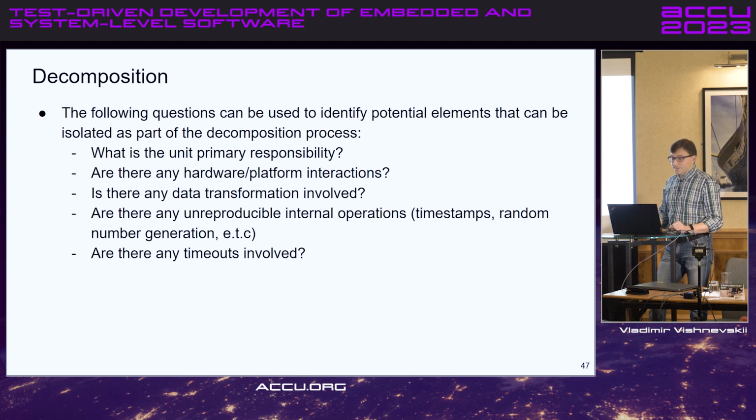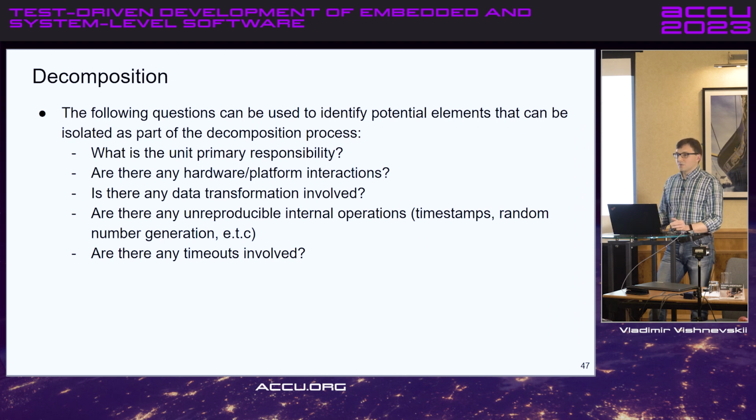And to do this decomposition, we can use some hints, so we can ask some questions like, what is the primary responsibility of the unit? Are there any hardware platform interactions? Is there any data transformation involved? Data transformation is always nice to test because typically it doesn't have any dependency on the platform. Are there any reproducible internal operations, like for example, random number generation? Because if it contributes to output, we cannot predict what the expected output is. So we need to extract this somehow and inject.